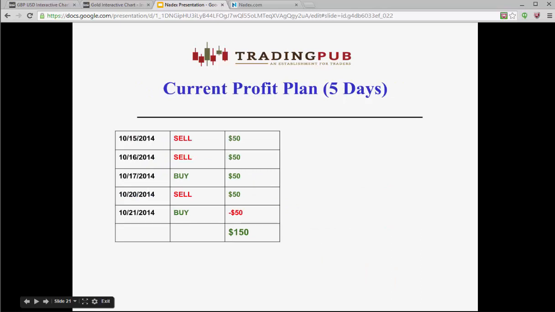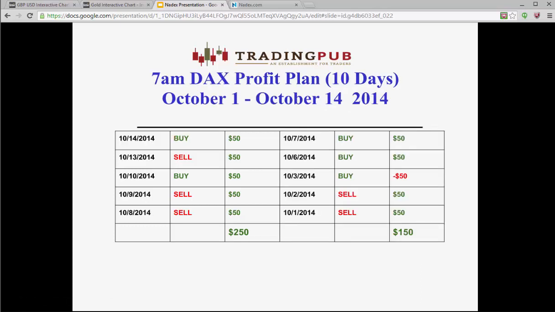Okay, so let's take a look at how this has played out. I lost today. Coca-Cola took me out. I'm going to boycott Coke for like the next month. So I lost $50 there. Here are the four previous days. So in the last five trading days, I was 4 for 5 trading that simple plan. So trading one contract, $50, I net $150. So that's okay for 5 days.